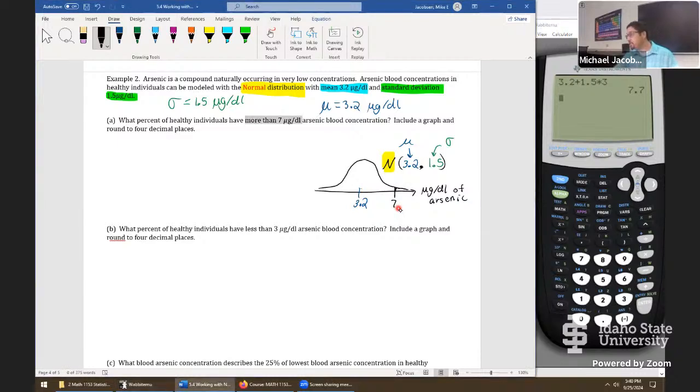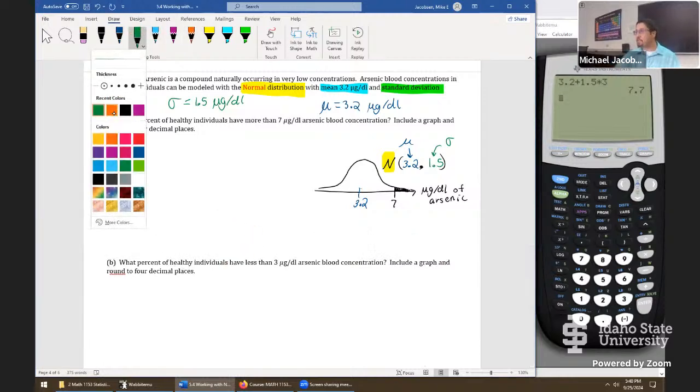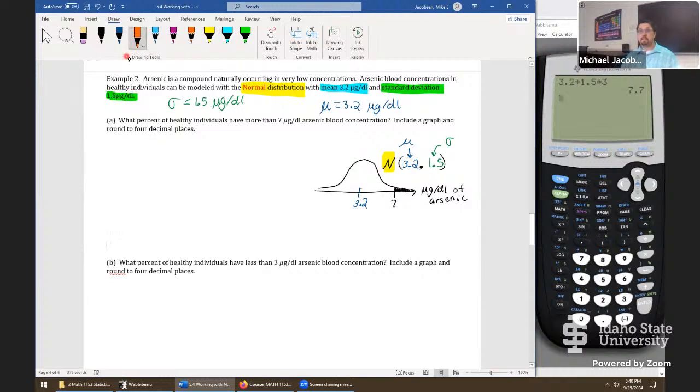So let's put just a little bit more shading here to convey what we want. That is the answer. The shading here is the percent of the individuals with more than 7 micrograms per deciliter blood arsenic concentration. So that's a whole graph. What we now need to describe is how the information goes in. Any questions first, folks, taking the problem and writing it down in this kind of display?